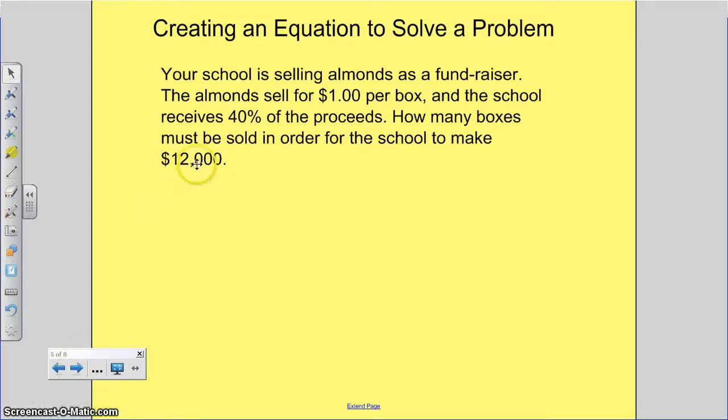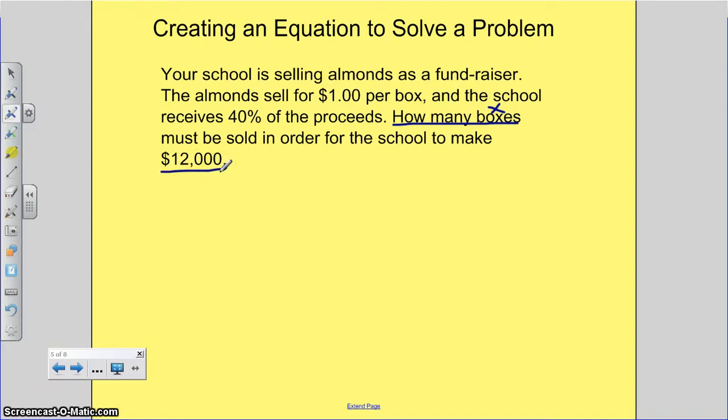Okay, let's try another one. So the school is selling almonds as a fundraiser. The almonds sell for $1 a box, and the school receives 40% of the proceeds. How many boxes must be sold? Okay, so before we go any further, we want to find out what the x is. What's the question asking? How many boxes? So that's going to be our x. Must be sold in order for the school to make $12,000.